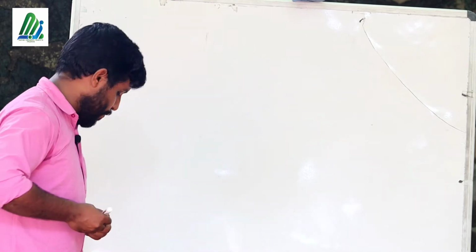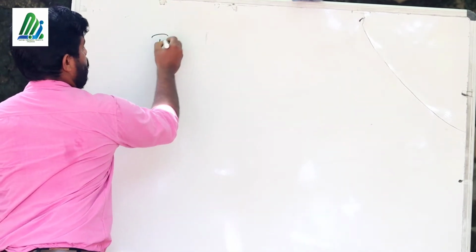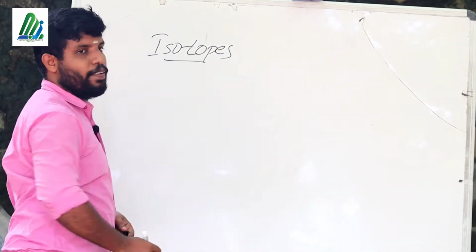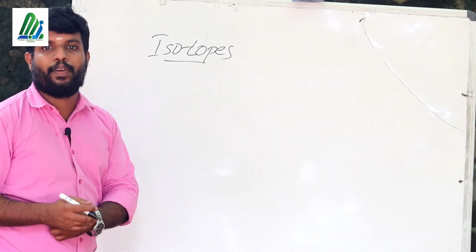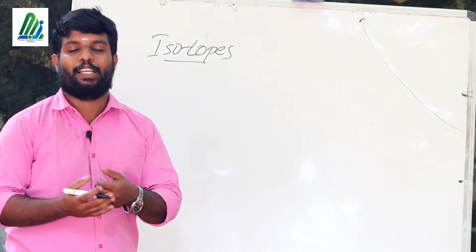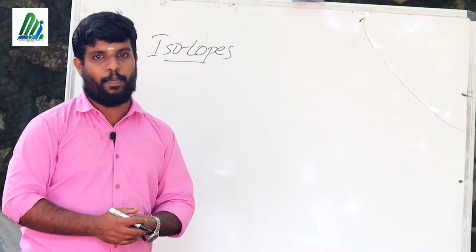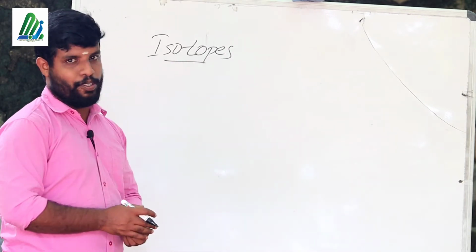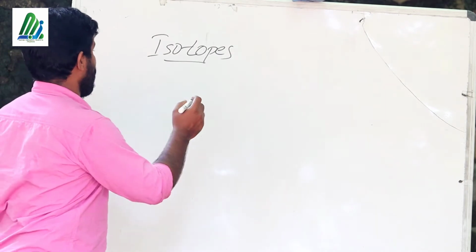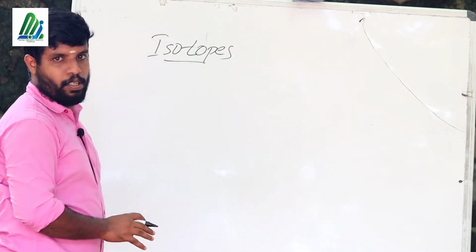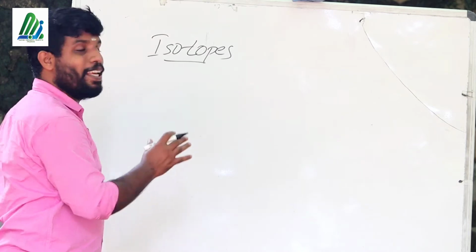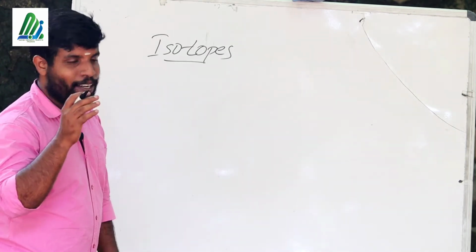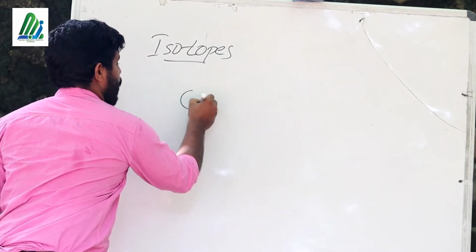It is mainly related with isotopes. So here we want to know about isotopes: what is an isotope, what is the meaning of isotope, and which elements are included in the criteria of isotopes. Here we are going to discuss three atoms: protium, deuterium and tritium. So the Bohr model is there.